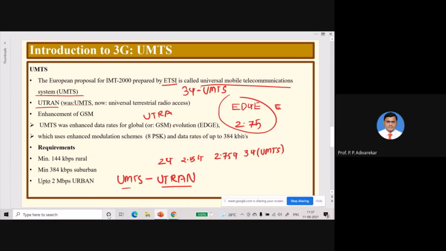Okay, so the goal of UTRAN was to provide a higher data rate compared to the previous generation. For example, a minimum of 144 kbps in rural regions, and the actual goal was up to 384 kbps. A minimum of 384 kbps in suburban regions, which may rise up to 512 kbps, and up to 2 Mbps in urban regions, where population density is higher. So higher data rates are expected so that we can achieve better services. That was the requirement of 3G.